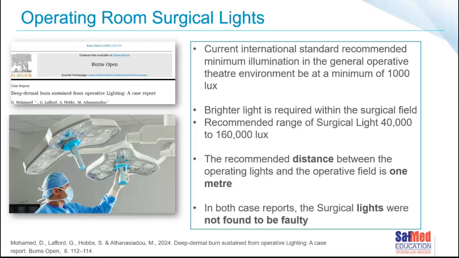So remember, when you're dealing with the light, one individual light may be giving off 90,000 lux, the other one 90,000 lux, or one single light may even go up to a maximum of 160,000 lux. But remember, combined, we don't want more than 160,000 lux at one time, at one point. The recommended distance between the operating light and the operative field remains 1 meter. So that's what the guidelines are working with when you're actually designing a light.